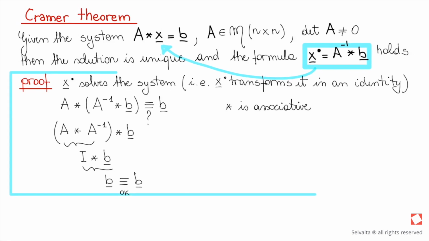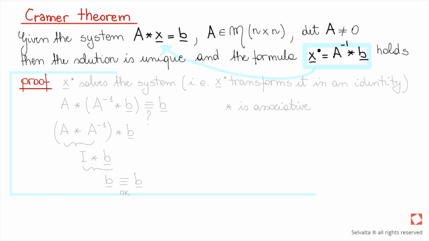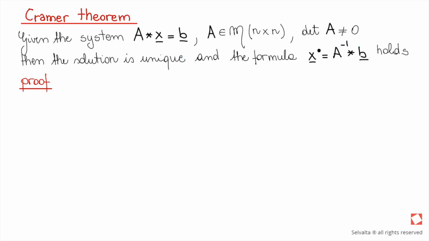Now look, the thesis of this theorem is made by two parts. We still have to prove the uniqueness of the solution. The solution x dot is the only solution of the system. Usually, proofs about uniqueness are made by contradiction. You suppose that there are two quantities with the same property, and you show that these quantities actually coincide.